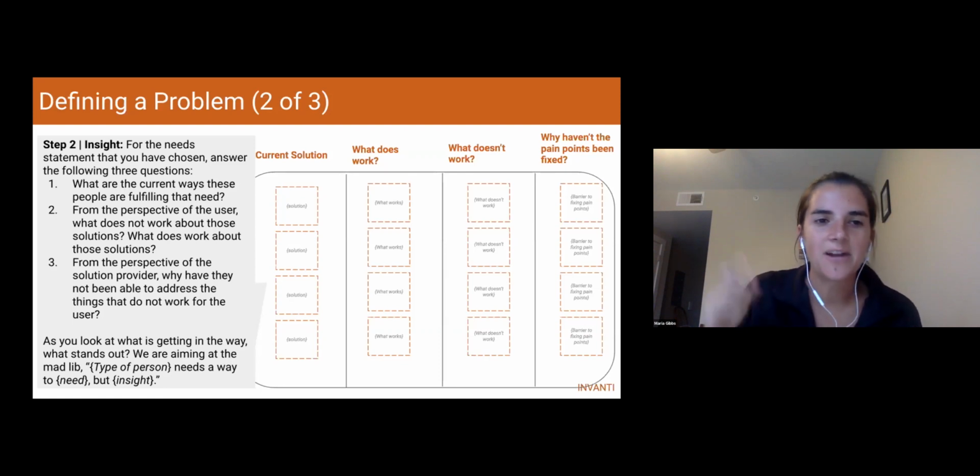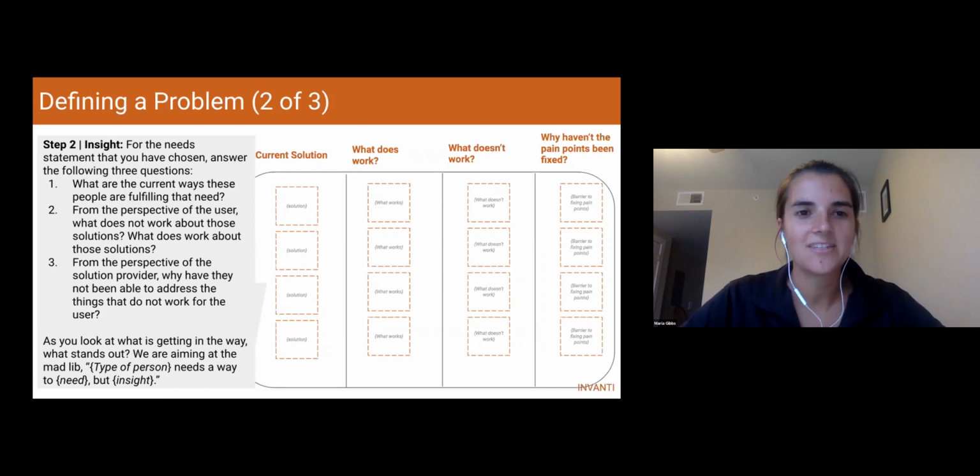So it's not just a matter of waving your finger at the bank. There's a real structural barrier for why that's not happening more. That's the kind of thing we're going to try to get to. Why hasn't the pain point been addressed? So that takes us through to get to an insight.